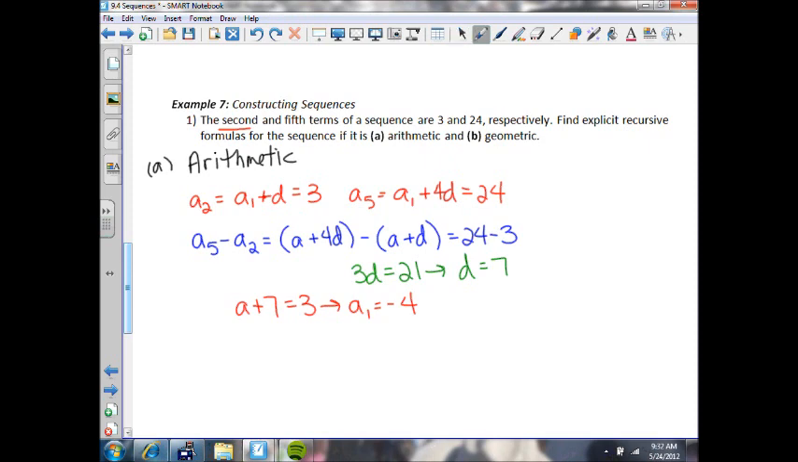For your recursive formula, a sub 1 equals negative 4, a sub n equals a sub n minus 1 plus 7 for n greater than or equal to 2. There is your recursive formula.